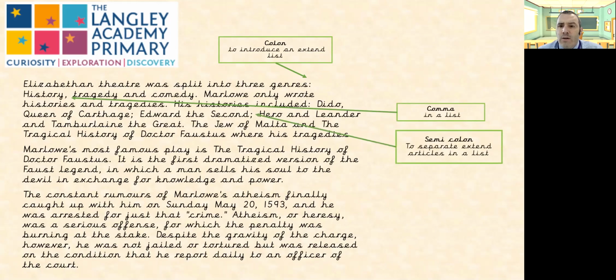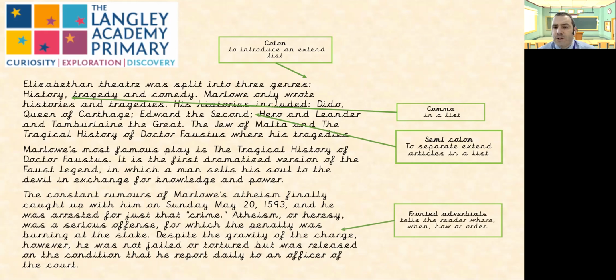A semicolon separates extended items in the list. So we have bigger things. So it tells us that Dido, Queen of Carthage, is the name of one play. Edward II is the name of another play. It works that way. It splits it up for us.